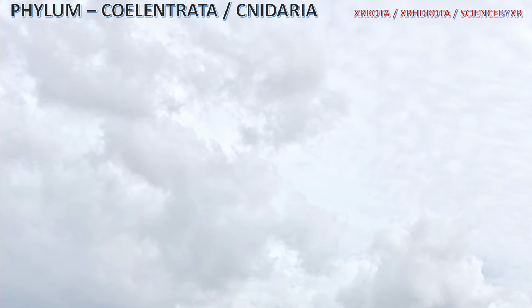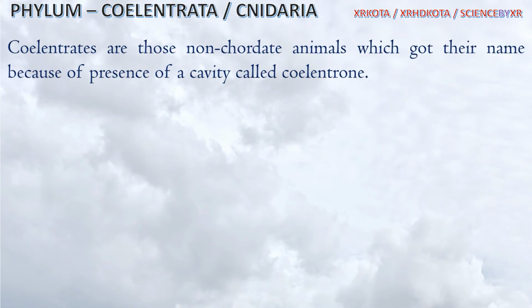Hello everyone. So in this video we are going to study about Coelentrata, which is also known as Cnidaria. Coelentrates are those non-chordates which have got a special cavity which is called coelentron. So they got a cavity called coelentron in which the food is taken, and through the same opening the waste is also thrown out. Okay, so this is a special type of cavity which is found only in these organisms, and that is why they got their name Coelentrata.